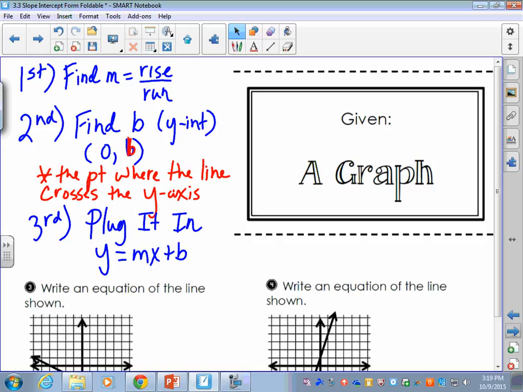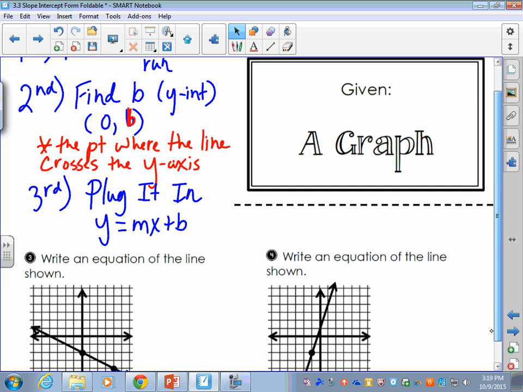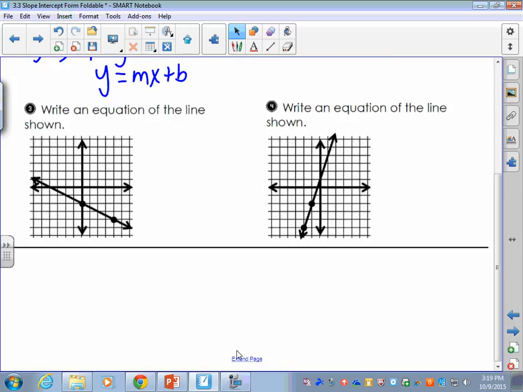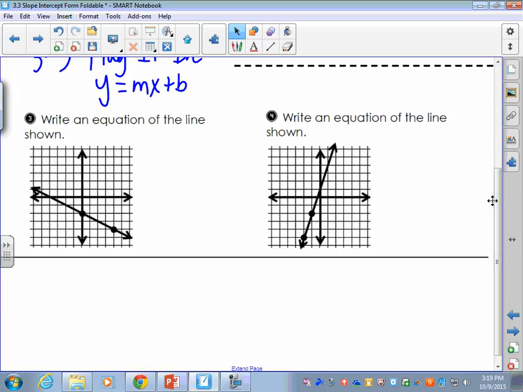Alright, so our steps for writing an equation when given a graph, we got to find the slope off the graph using the rise over run. Also find the y-intercept where it crosses the y-axis, and then plug it in. So on this first one, they've given us our 2 points. Remember, we're going to read it from left to right. So automatically looking at this line, what is happening here? It's negative because it's decreasing.